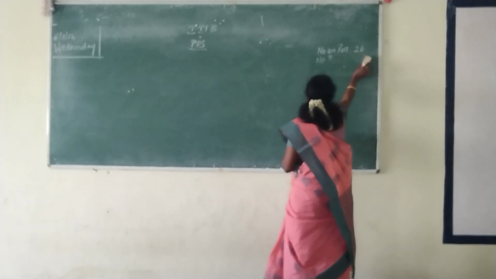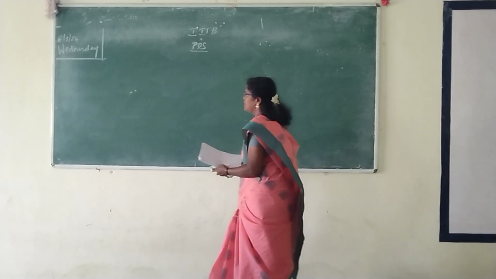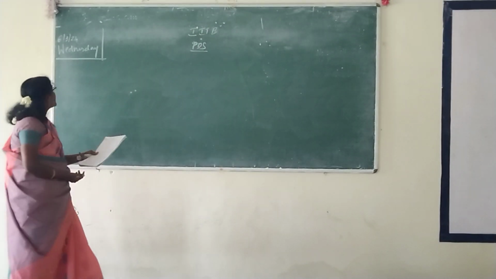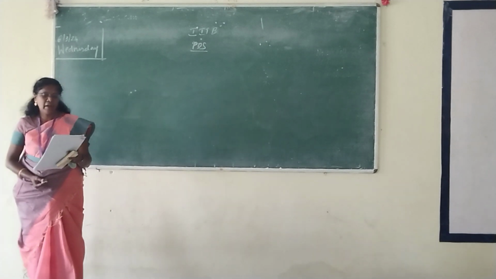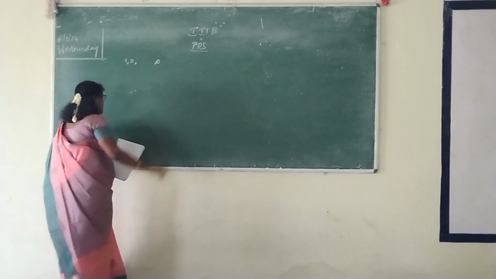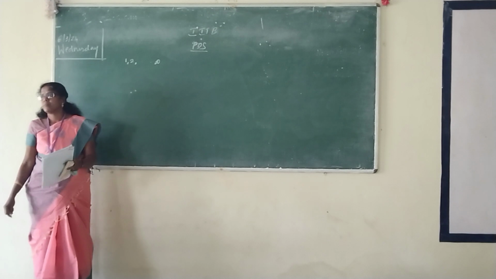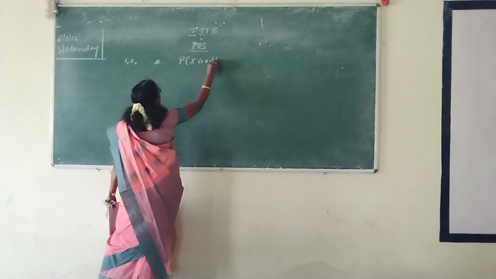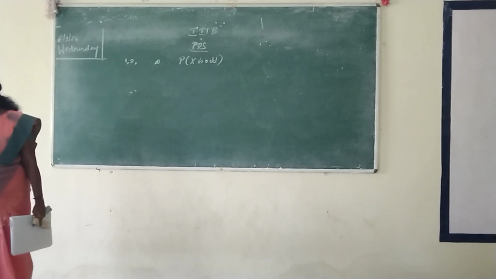X is a geometric variate, taking values 1 to infinity. Find the probability that X is odd. X should be an odd number.